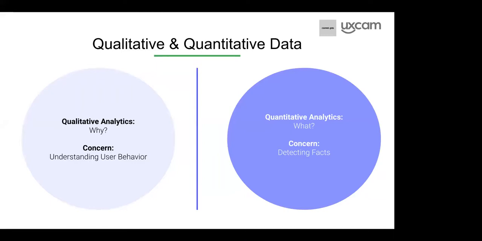Qualitative data and qualitative analytics cover the why and concern themselves with subjective data, so with understanding user behavior. And quantitative data is the classic data, I guess. It looks at the hard numbers. It wants to detect the hard facts. The difference is basically the way you interpret it, because quantitative is very objective and qualitative is subjective. So the interpretation is a bit different. But I think both are important, and it's important to make the differentiation.